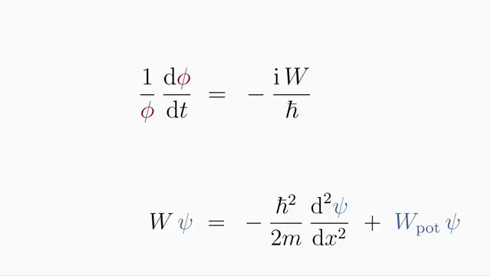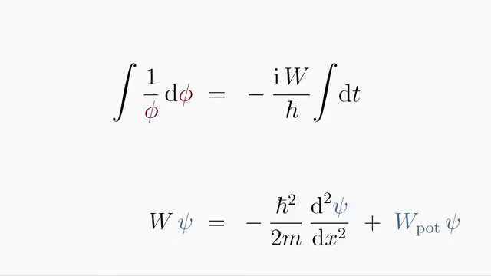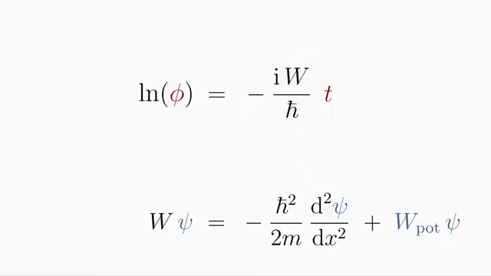Multiply the whole equation by dt. Now you just have to integrate both sides. On the left-hand side, the integration of 1 over phi yields the natural logarithm, and on the right-hand side, the integration yields t. We can omit the integration constant and include it in small psi. Rearranging for the searched function phi gives the solution of the differential equation.